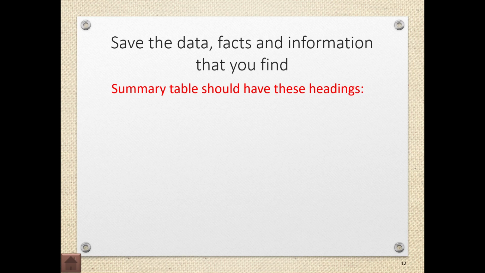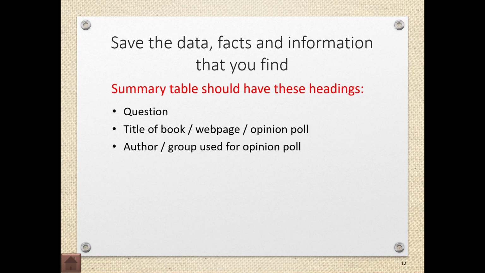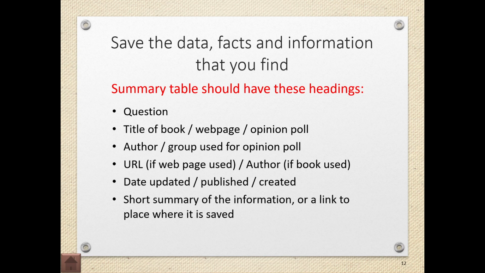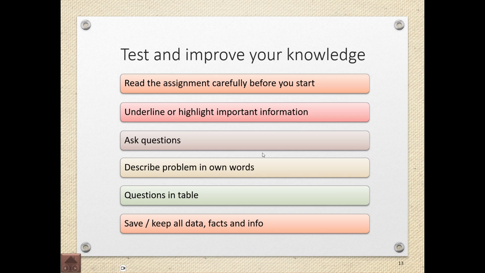A summary table should have these headings. It should have the question, the title of the book, web page, whatever it is, the author, the URL, the date it was updated, and a short summary of information. This was the section underneath your tables, right? So yeah, this all goes back to the PAT. And then was the information reliable or not?